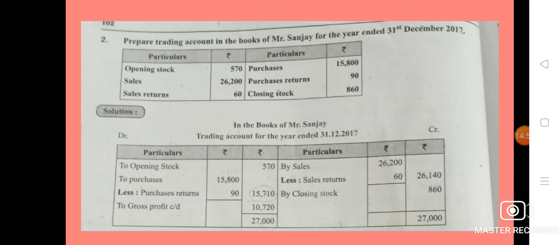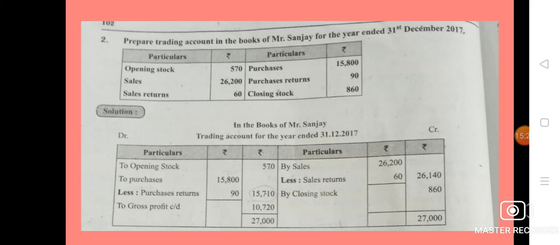So the name is given: in the books of Mr. Sanjay, trading account for the year ended as on 31st December 2017. So on the debit side, all the direct expenses items will be entered, and all the direct incomes items will be entered into the credit side of the trading account. Okay, first we will come to the debit side. Opening stock, debit side of the trading account. So to opening stock 570.